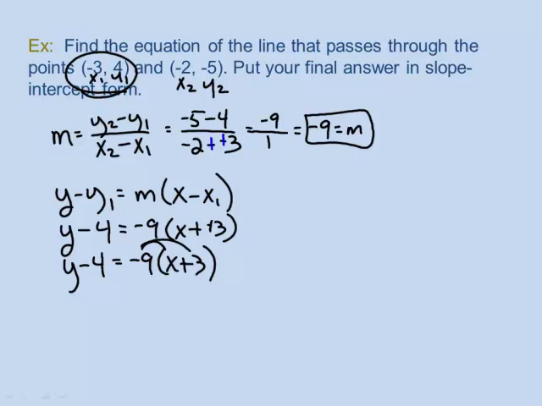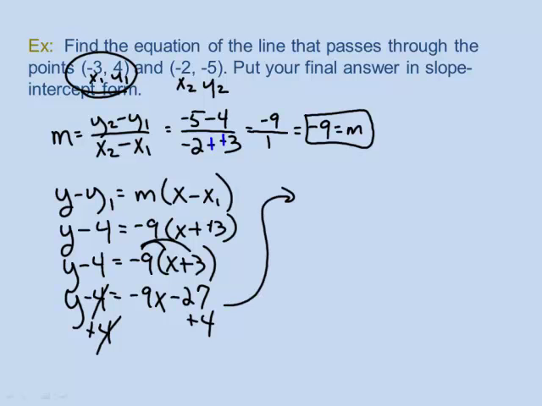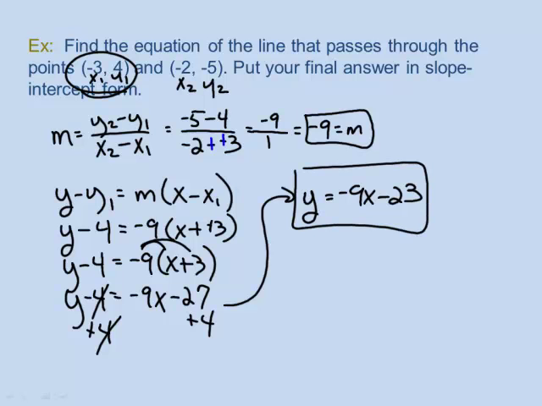Distribute your negative 9, and you've got y minus 4 is equal to negative 9x, and negative 9 times positive 3 is minus 27. Okay, the equation form we want is the slope-intercept form, so we're going to add 4 to both sides. And I'm going to bring that up here. We now have y equals negative 9x minus 23. And that is our final answer in slope-intercept form.